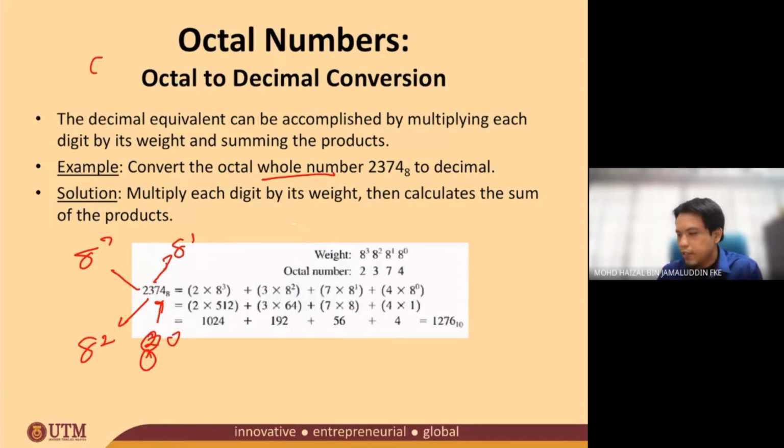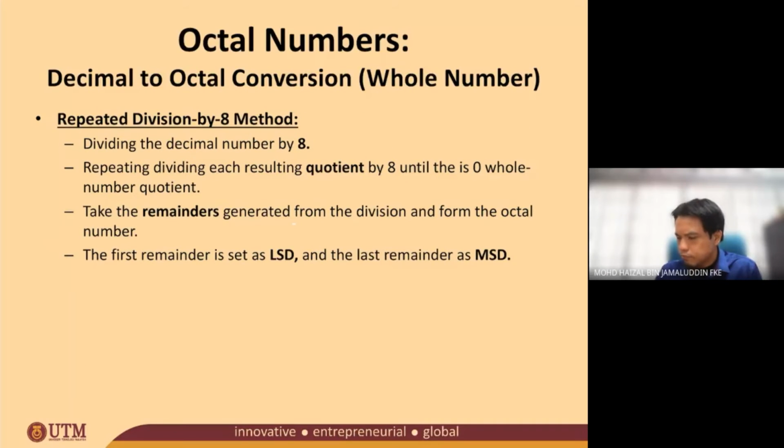So you just need to multiply it, and you add up and sum up all the values, and in the end you will have a decimal number, and you can write a small 10 if you want for decimal. So octal to decimal is easy. Whether it's binary to decimal or octal to decimal, it's just a basic multiplication with the positive power for the whole number, and for the fraction it is multiplication with the negative power.